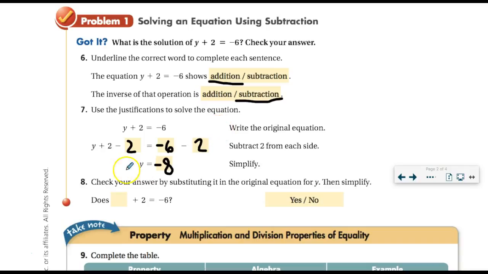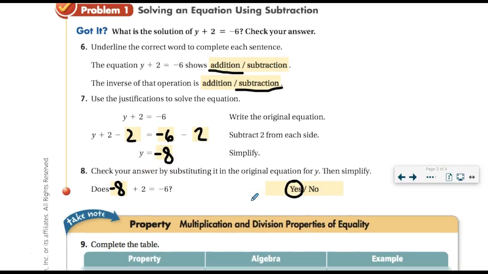Okay? And then we're going to check our answer by substituting into the original. So I'm going to take my negative 8 and plug it in right here. This is really more of a mental step than anything else. If I start at negative 8 and I add 2, I'm moving 2 to the right, which does take me to negative 6 on the number line. Did it work? Yes, it did. And I'm finished. That means my solution is y equals negative 8.